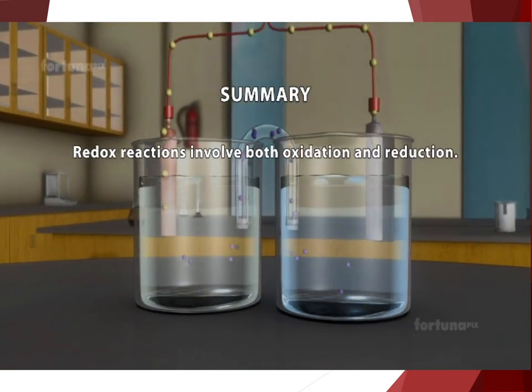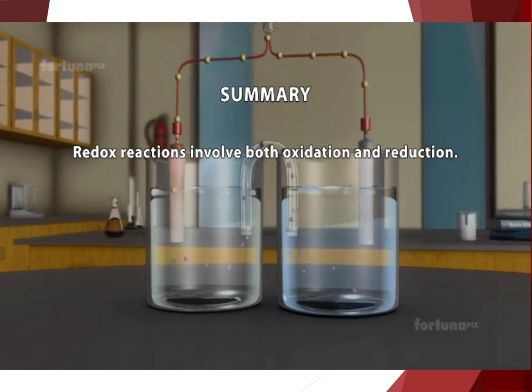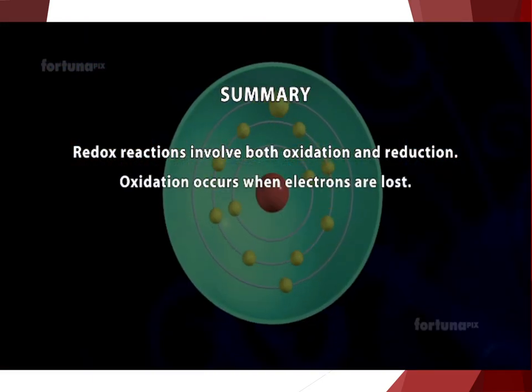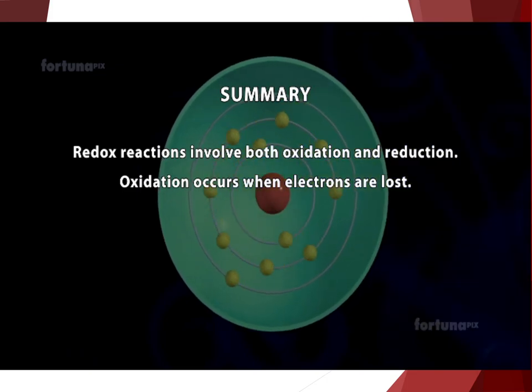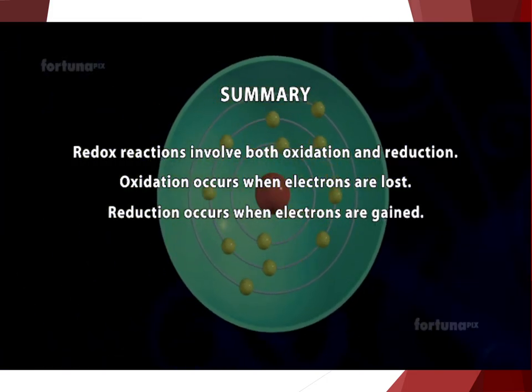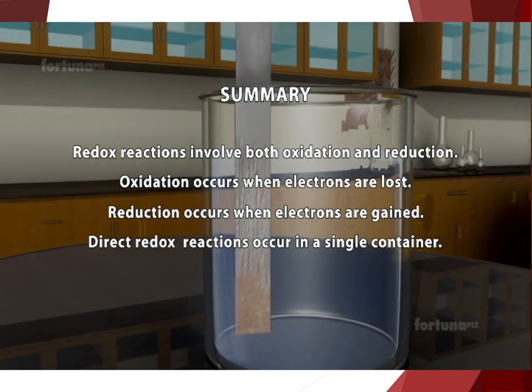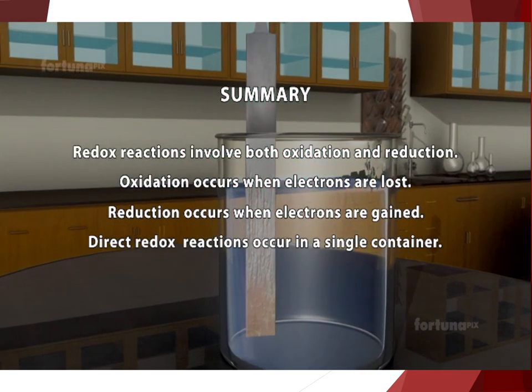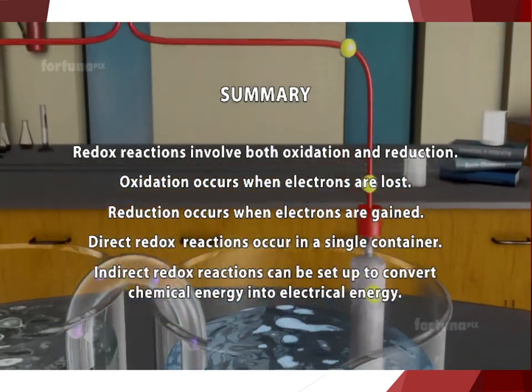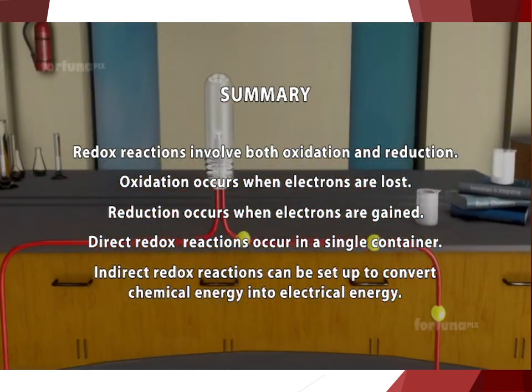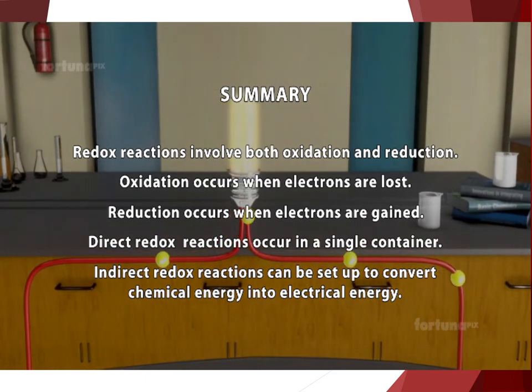Summary: redox reactions involve both oxidation and reduction. Oxidation occurs when electrons are lost. Reduction occurs when electrons are gained. Direct redox reactions occur in a single container. Indirect redox reactions can be set up to convert chemical energy into electrical energy.